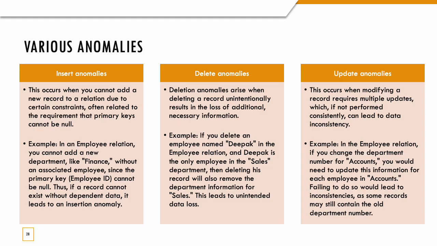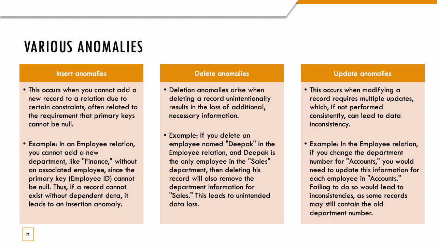employee in accounts. If you miss even one employee, the table will have inconsistent information. So some employees in accounts will still show the department number 201, while the others show 301. This inconsistency can lead to errors because the same department would appear with two different numbers. The update anomaly makes it easy to have bad data in your database if changes are not made everywhere they are needed.